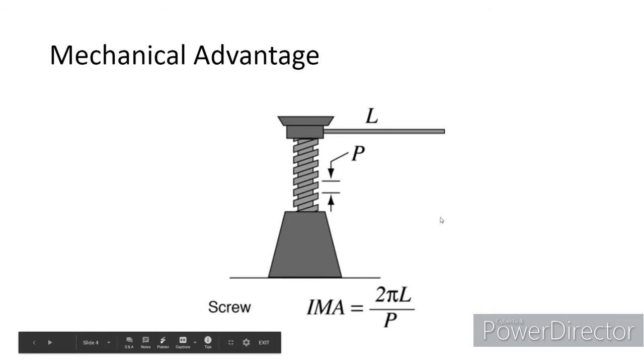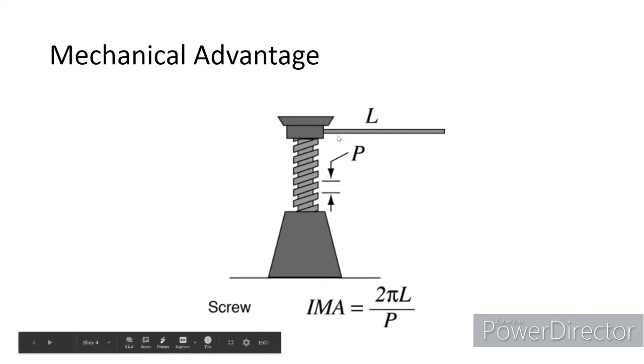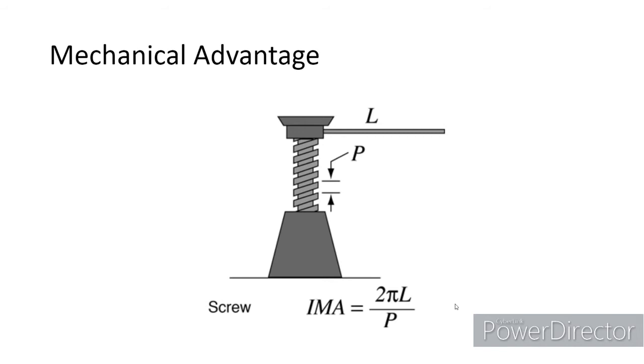just your pitch. Think of pitch as the number of threads in a given length of space. It is typically an inch. In another scenario, if you had a screw that just had a traditional screw head, instead of having 2 pi times L, you would have 2 pi times R, where R is the radius of the head of the screw.